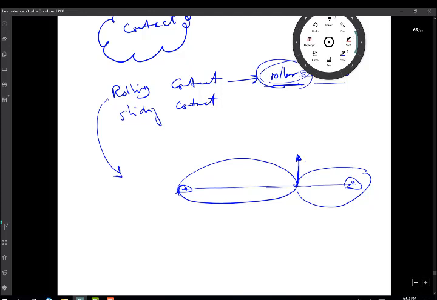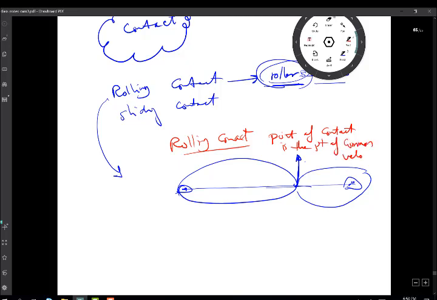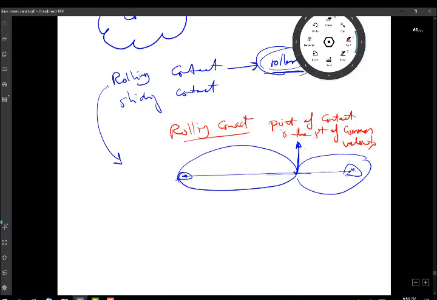So, rolling contact, right? The point of contact is the point of common velocity. Point of contact is the point of common velocity. That's rolling contact for you, right?